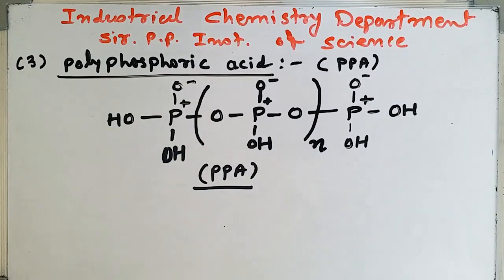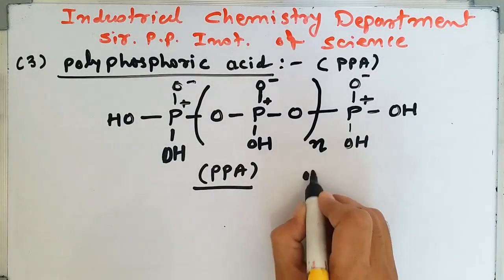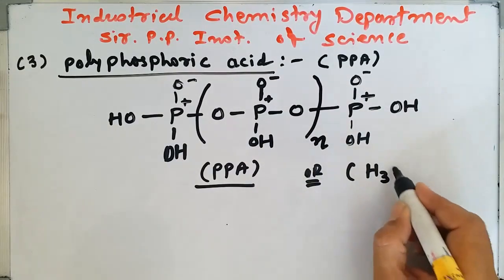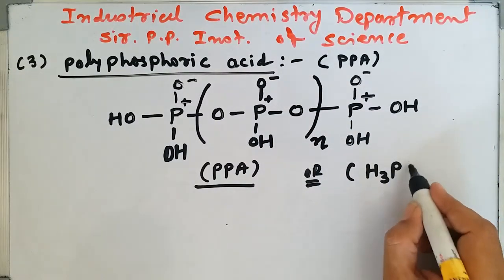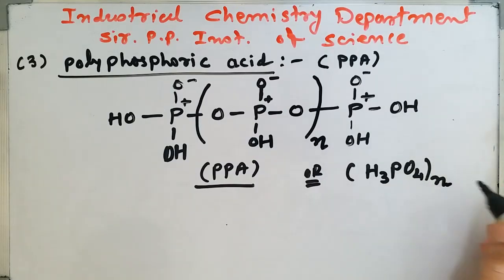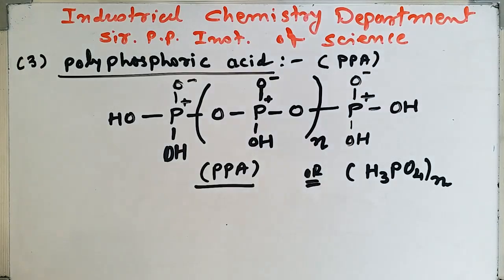First of all, we see the preparation of polyphosphoric acid. Otherwise we write phosphoric acid, H3PO4, and it is n times. So it is known as polyphosphoric acid.